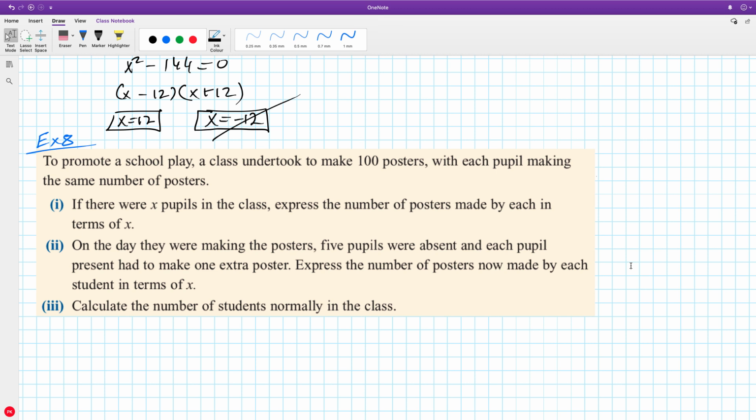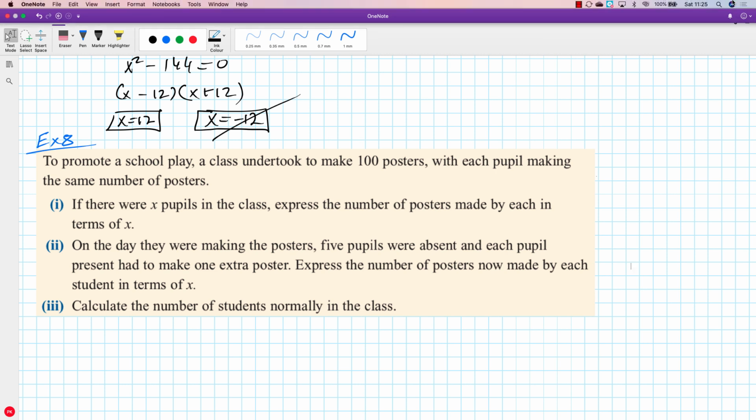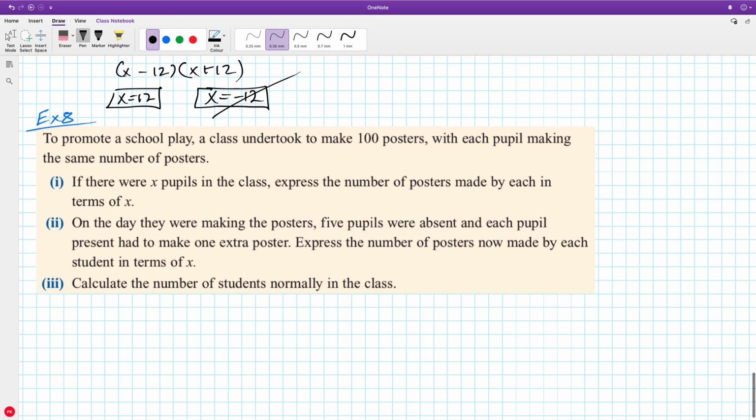Right, let's look at it. To promote a school play, a class undertook to make 100 posters with each pupil making the same number of posters. If there were x pupils in the class, express the number of posters made by each in terms of x. Abby, how do we create the first statement? Brilliant, 100 over x. Adam, how do we create the second one?